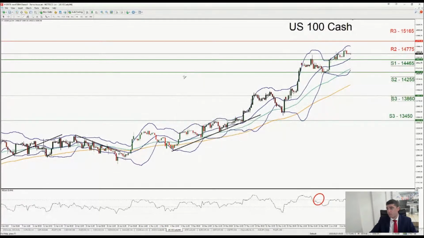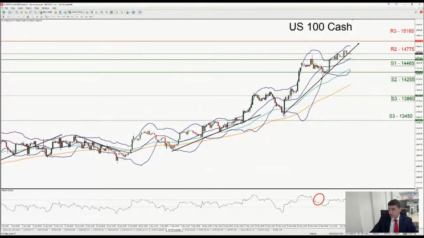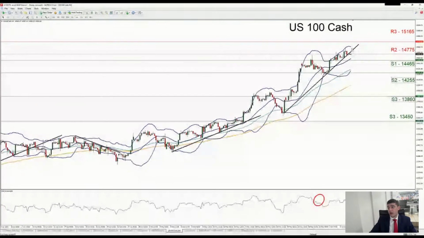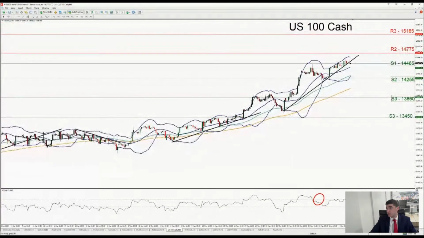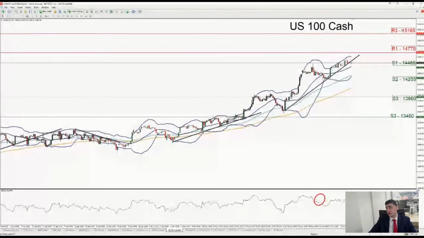So we maintain a bullish outlook for the Nasdaq 100, although it does appear that there was a formation of an upwards moving trend line, but it has been slightly broken. So for this to continue, I would anticipate a move higher from the upper trend line. So market correction higher, testing the upper Bollinger Band, breaking above the R2 level, which is now R1 at 14,775. So it becomes R1. This becomes R2.